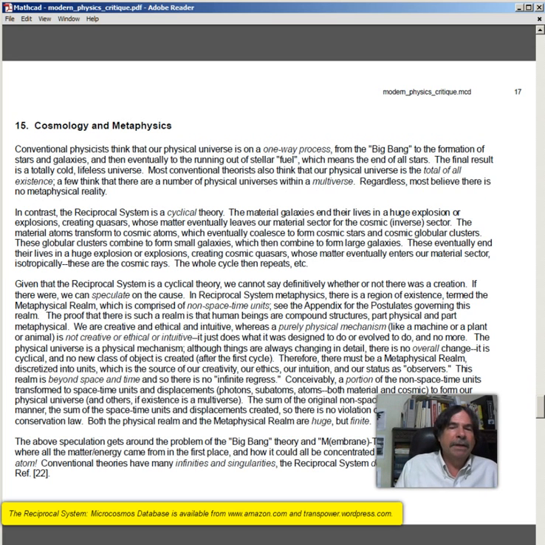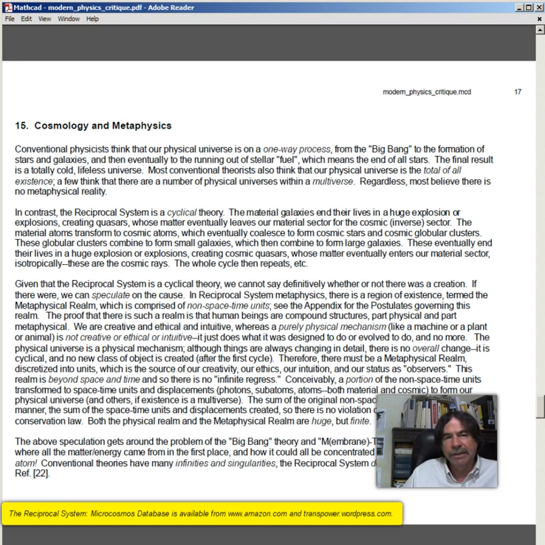15. Cosmology and metaphysics. Conventional physicists think that our physical universe is on a one-way process, from the Big Bang to the formation of stars and galaxies, and then eventually to the running out of stellar fuel, which means the end of all stars. The final result is a totally cold, lifeless universe. Most conventional theorists also think that our physical universe is the total of all existence. I do think that there are a number of physical universes within a multiverse. Regardless, most believe there is no metaphysical reality.